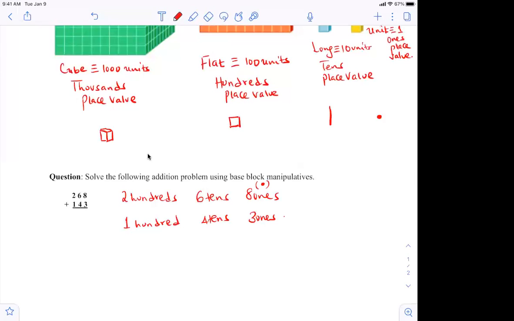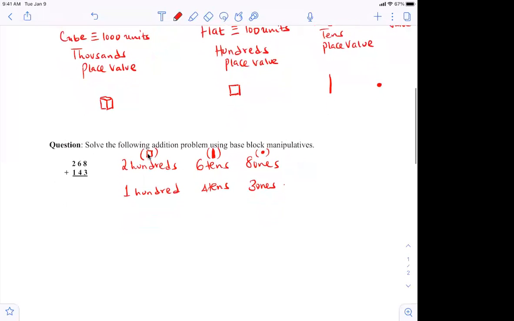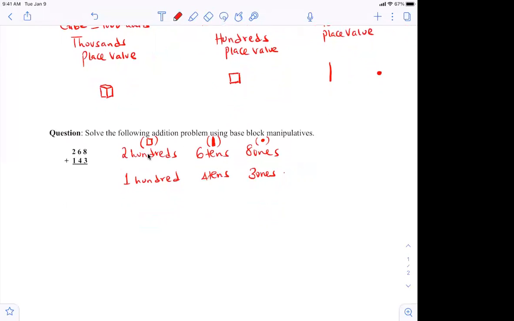So for the ones, we are going to use the single unit, the little dot. For the tens, we are going to use the tally mark. For the hundreds, we are going to use the small square. So we are supposed now to move ahead and show the sketches of the representations of these two numbers that are being added. So we have 2 flats, 6 longs, 8 ones, and we are adding to 1 flat, 4 longs, and 3 single units.